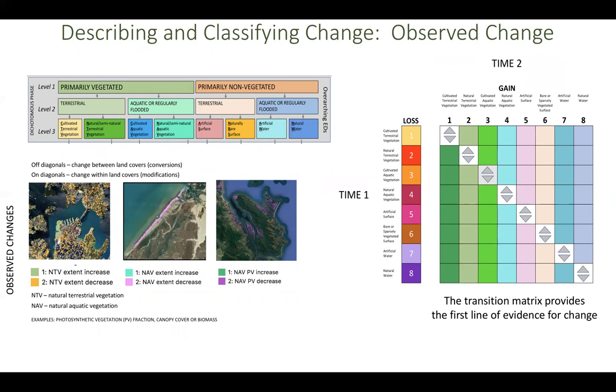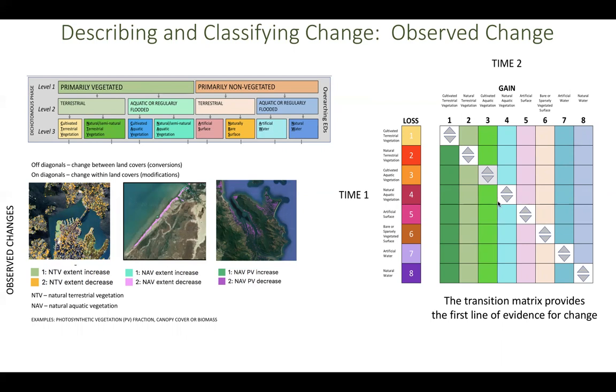So that's a clear increase in the natural terrestrial vegetation, but there is a decrease in other areas as well. But you've actually gained lost urban areas in that particular case. In the middle one, you've got the natural aquatic vegetation extent increase and decrease. You see there's primarily a decrease there because of the mangrove dieback, which happened in 2015 and 2016. And these two cases are on the off diagonal.